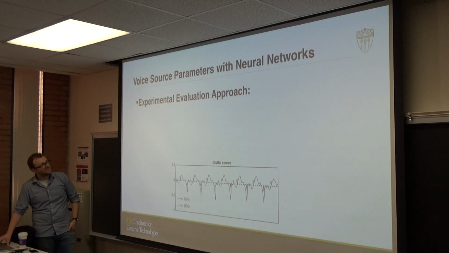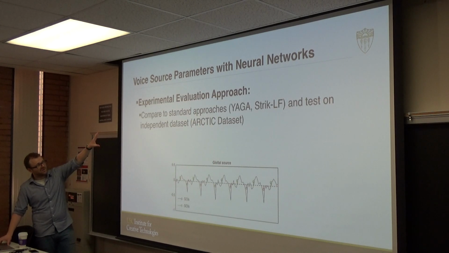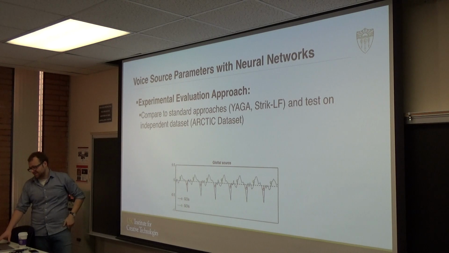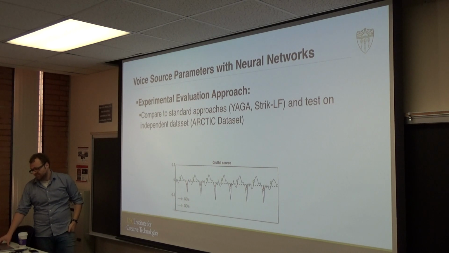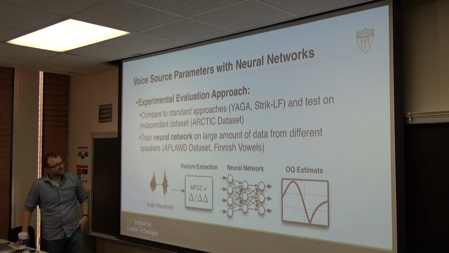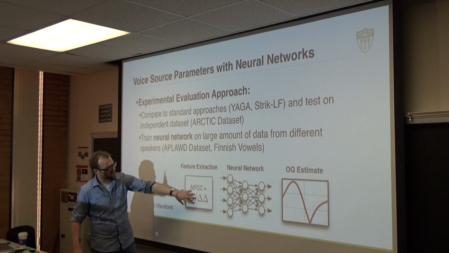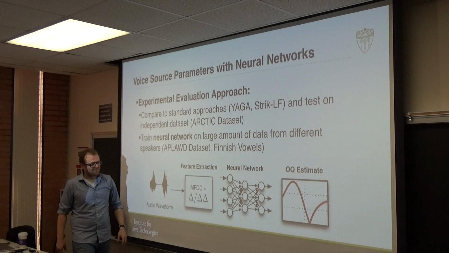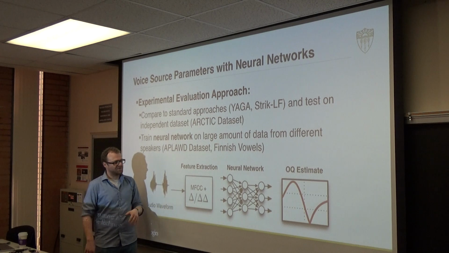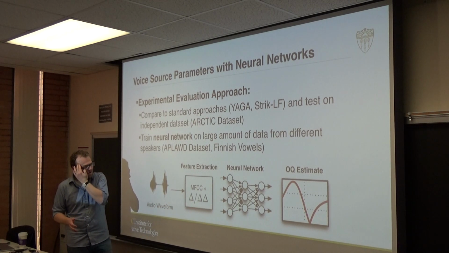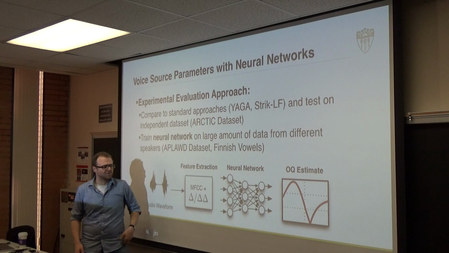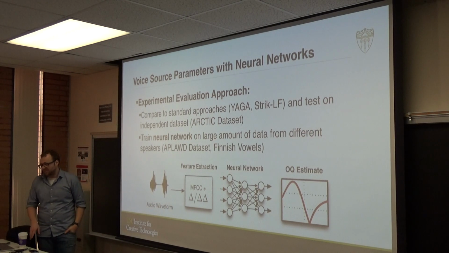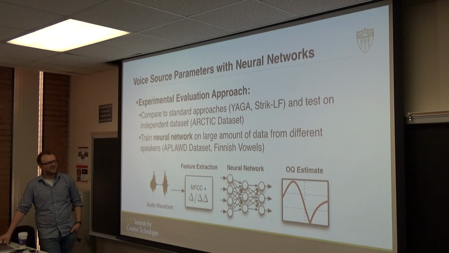We compared our method to the other standard methods and tested it on a completely new data set that the neural network has never seen. This is how we trained our methods. We took raw audio and extracted mel-frequency cepstral coefficients. It doesn't really matter what they are, but they're compact representations of the spectrum of what's going on. We put that into our neural networks and tried to estimate these glottal flow parameters.